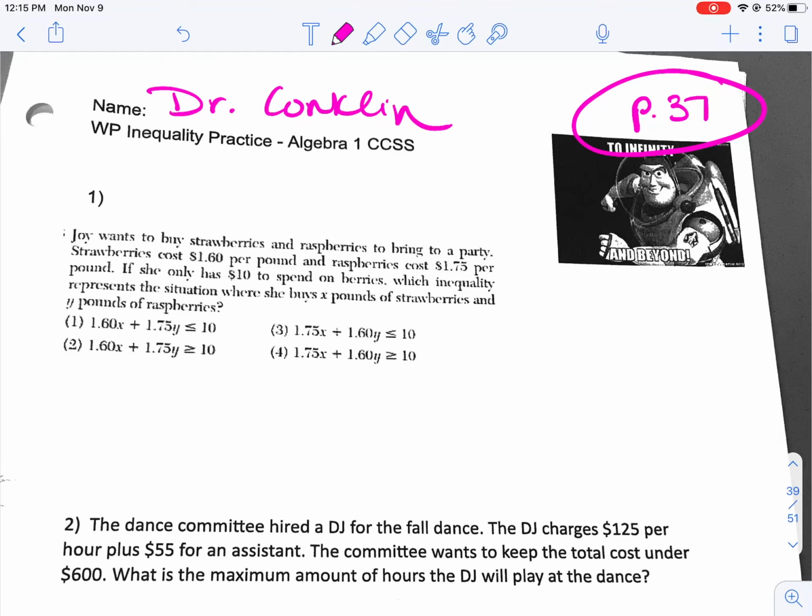I'm here to do a quick review with you of word problem inequality questions. We're on page 37 in our packet, and we're going to start by looking at question 1. So we have 3 questions to do for today.